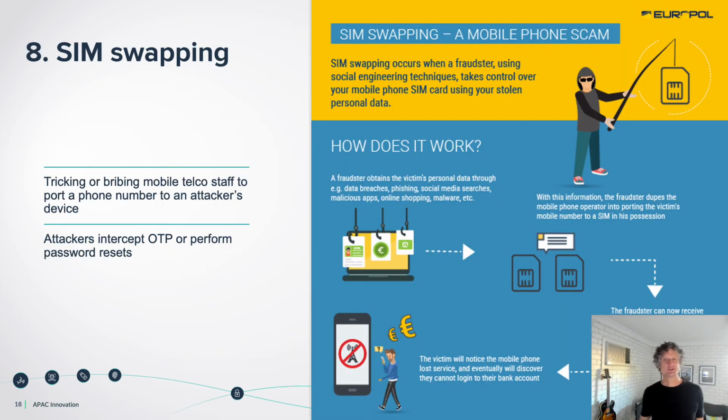Finally, one more form of social engineering, SIM swapping. It's as old as the hills. This is where fraudsters have somehow gained the personal details of a target, and then they use those details to trick staff at a mobile carrier into porting the victim's number to a device that the attacker controls, and then the attacker can use that access to intercept one-time passwords or perform password resets, etc.